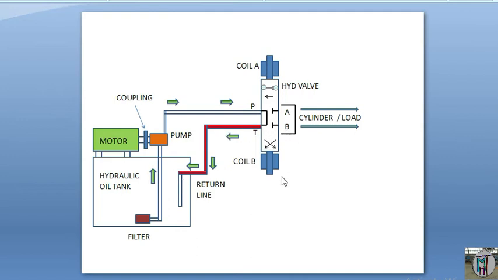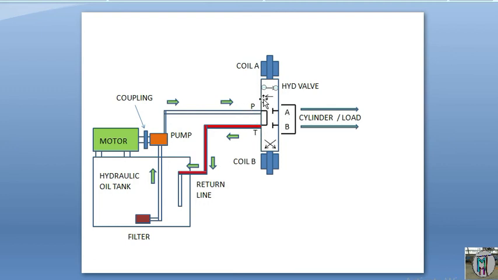And the same here: when we give the current in coil B, P will give the pressure to B. This is the P, and this is the B. So the pressure will come to the P point, and the pressure in your cylinder at A will drop to your T point. So this is the four way valve, with only P, T, A, B.